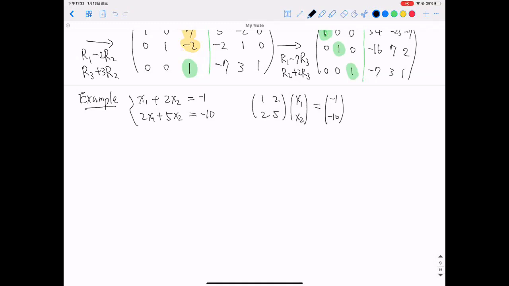Namely, we have written here this linear system in matrix form, and the coefficient matrix is this one, and we want to first of all compute its inverse, and then use it to solve the system. Right? So we've seen one example, and we've seen how to do this in general.